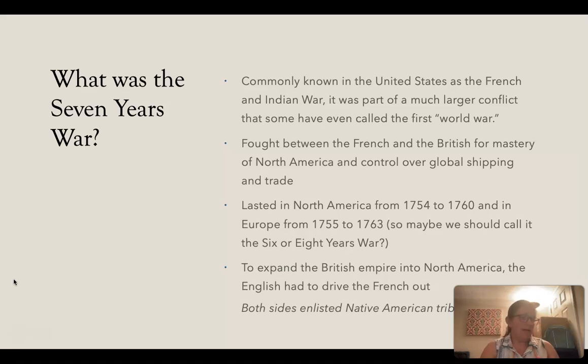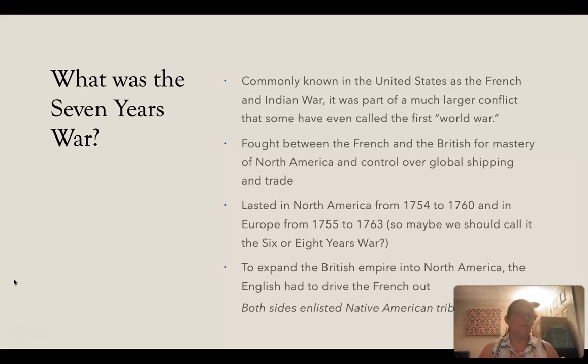In North America, fighting began between the French and the British in 1754, and it ended in 1760. In Europe, the span between the official declaration of war was 1755 to 1763. For Native Americans, it's really hard to say when this conflict began or when it ended. One Native American leader described the war as gloomy and dark days that proceeded from the earth.